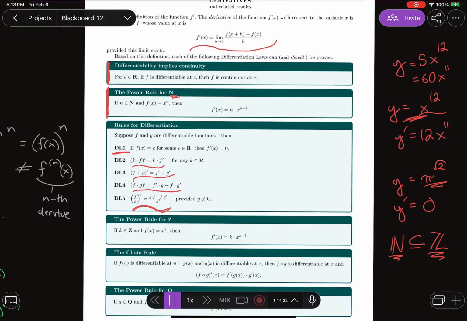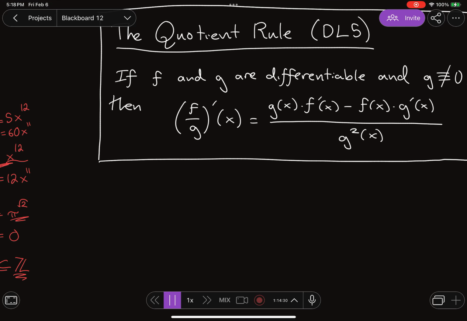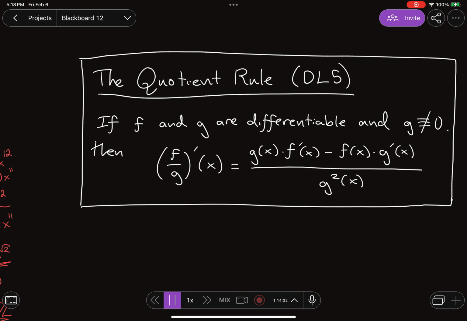The quotient rule. If f and g are differentiable and g is not identically 0, then the derivative of the quotient of f and g is equal to this mad crazy expression. All right, let's see how this goes down.